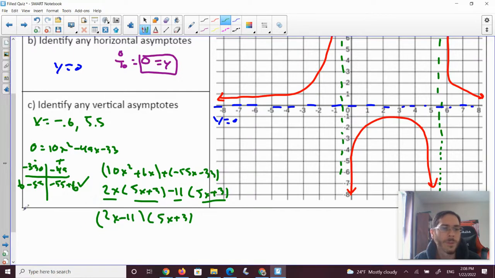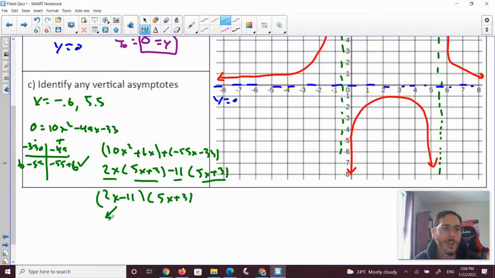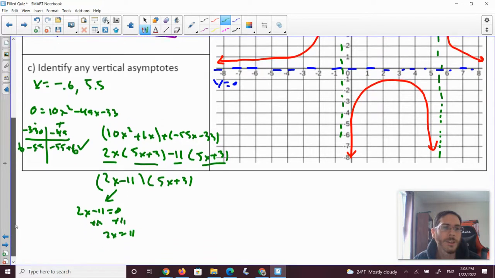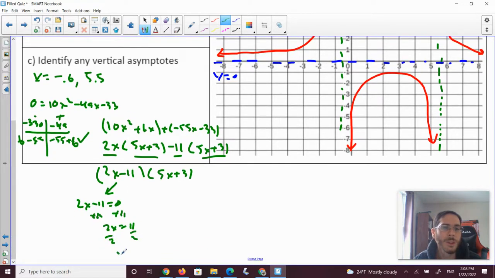So with the zero product property, 2x minus 11 equals 0. Add 11 to both sides. 2x equals 11. Divide both sides by 2. X equals 5.5. We got it. Okay, that looks good. That's always exciting.